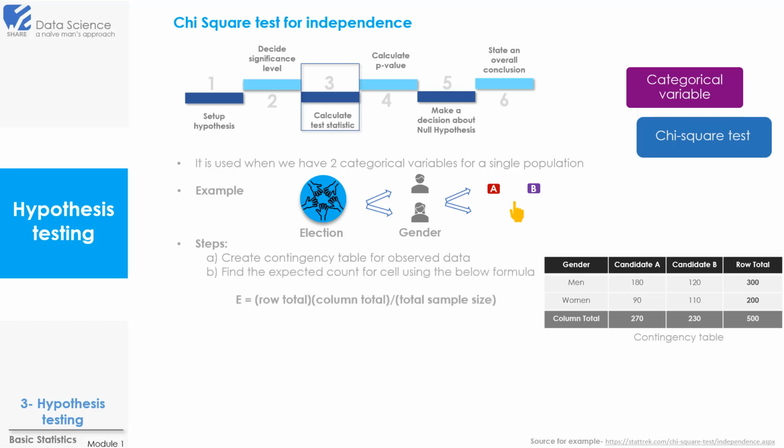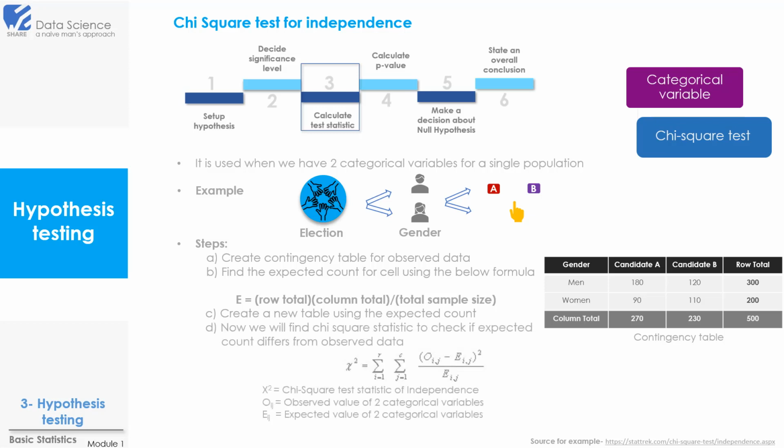Then the next step is to find the expected count. The expected count is given as row total multiplied by column total and divided by total sample size. Now once we have calculated the expected count, we will create a new table using the expected count. After that, we will use the chi-square statistic, x square. We will use this statistic to check if the observed data differs from the expected count. The formula for the chi-square statistic is shown here. Here Oij is the observed value of the two categorical variables and Eij is the expected value of the two categorical variables.